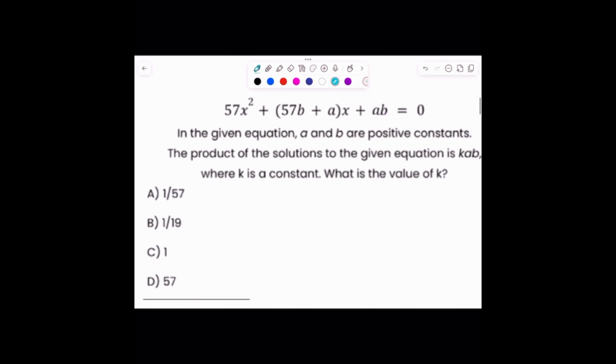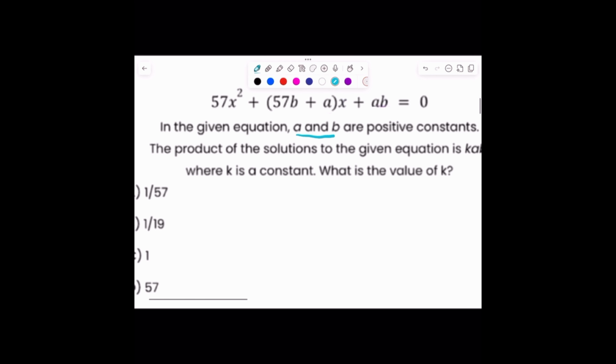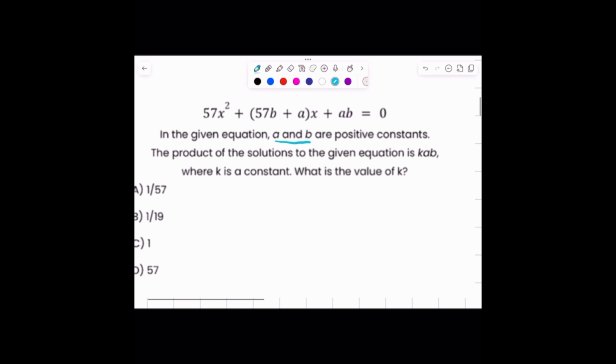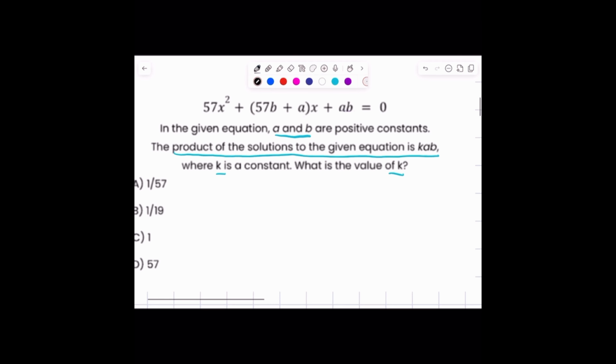Let's see. In the given equation, a and b are positive constants. The product of solutions to the given equation is KAB, where k is a constant, just like a and b. What is the value of k? So two things catch my eye when I see this equation. First off, we have this really big and complicated equation that could probably scare a lot of people taking the SAT. And secondly, I see the product of solutions to the given equation is equal to KAB.